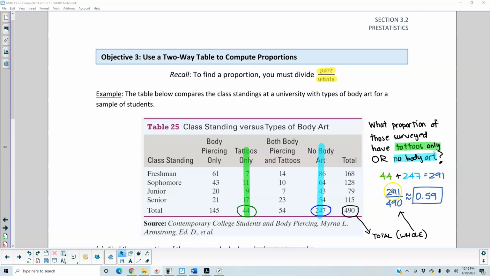Now we got to take that number 291 and divide it by the total, which is 490. So 291 divided by 490 gives us approximately 0.59 as a proportion, or as a percent, we would say 59% of those surveyed have tattoos only or no body art.